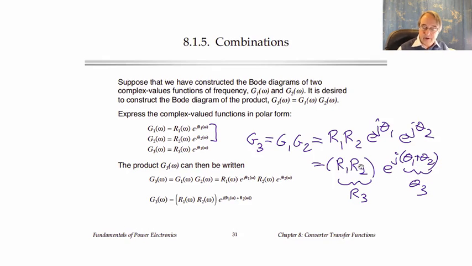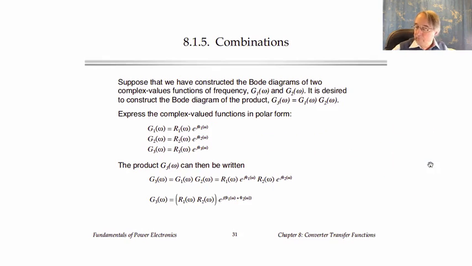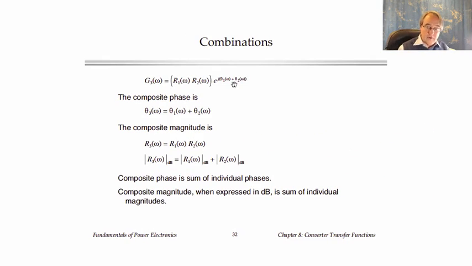When r1 and r2 are expressed in decibels, then their product is found by adding the dB values. So r3 is the sum of the dB magnitudes r1 and r2, and theta 3, the phase, is the sum of the phases. So in general then, to find the composite phase, when we multiply terms, we simply add the individual phases. And to find the composite magnitude in decibels, we add the individual dB magnitudes.